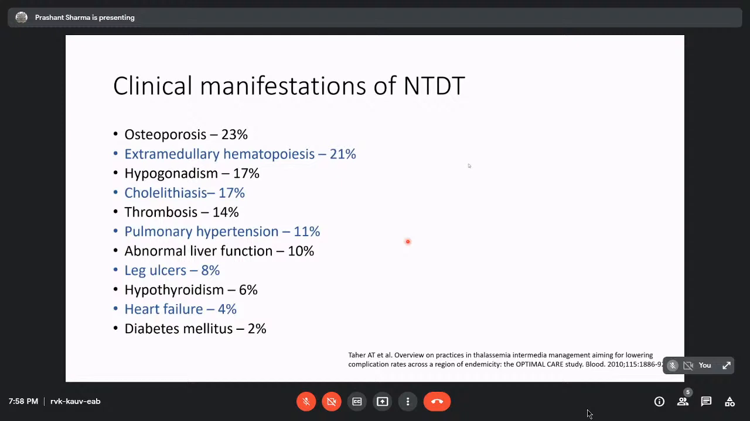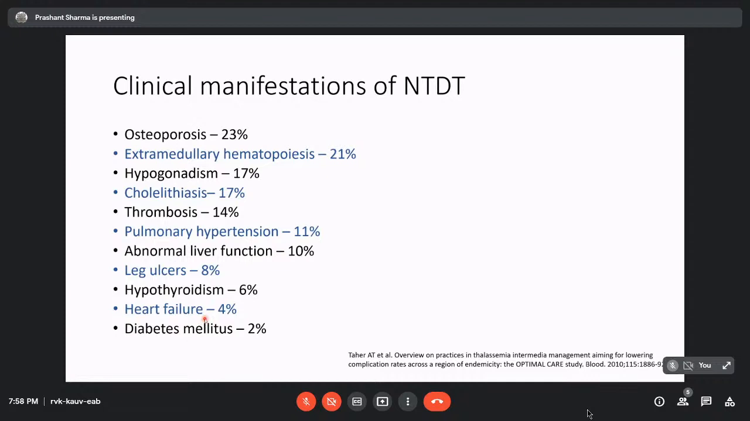When we look at patients with non-transfusion dependent thalassemia, these percentages are from a famous article, because NTDTs are more difficult to study. They are more pleiotropic in their manifestations. So these patients tend to have more incidence of osteoporosis, extramedullary hematopoiesis, hypogonadism, cholelithiasis, thrombosis, pulmonary hypertension, abnormal liver function, leg ulcers, again endocrinopathies, a lower risk of heart failure, which was higher in thal major, and diabetes mellitus.